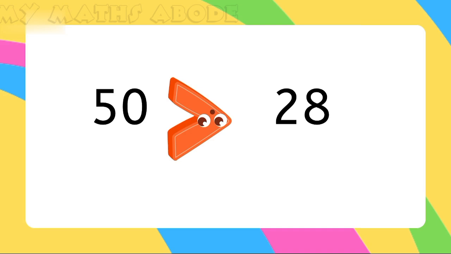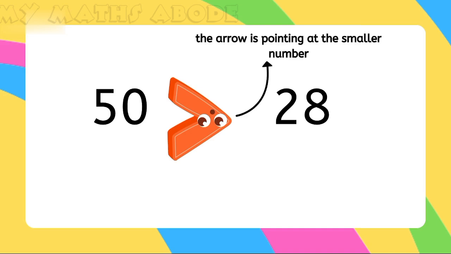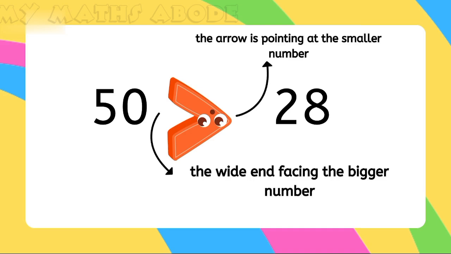So the greater than sign, or any sign, whether greater than or less than, just make sure that the open end is facing the bigger number and the arrow point is facing the smaller number. This is what I mean. And this exactly simply means that 50 is greater than 28.